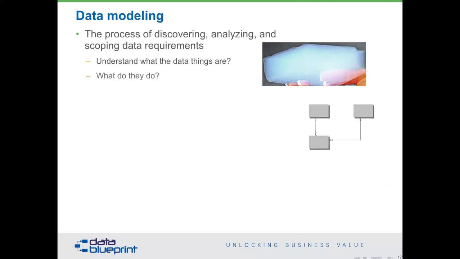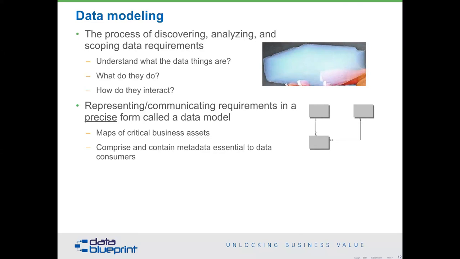Data modeling, then, is the process of discovering, analyzing, and scoping data requirements. Do you understand what the data things are, what they do, and how they interact? Nice basic questions, which are really, really good. And representing this information in a precise form is the definition of a data model. They are a map to your use of critical business assets. They comprise and contain themselves metadata that is essential to data consumers being able to use the information.